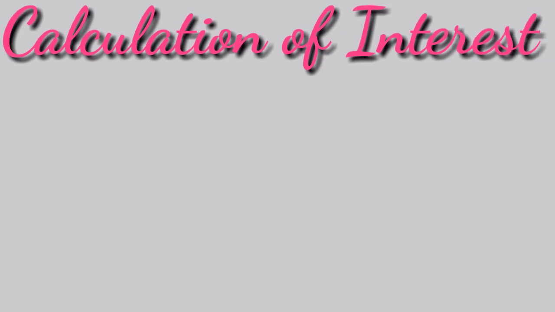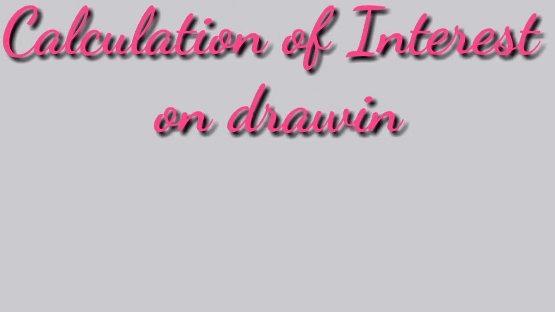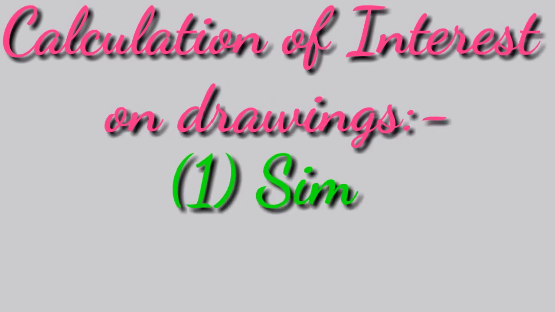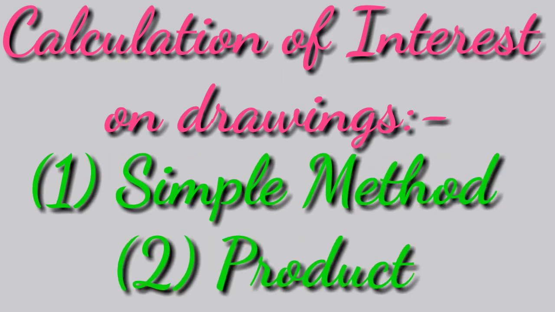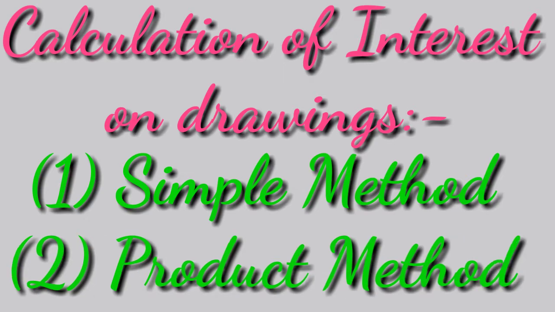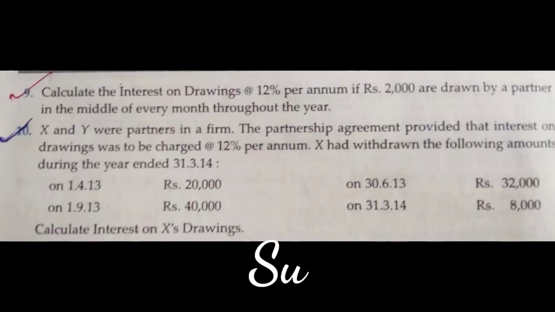In our last class we had discussed the calculation of interest on drawings, the two methods, simple and product. We have done two sums of the simple method. Today we will continue with that and also do a sum of the product method. Now let's begin with the sum.